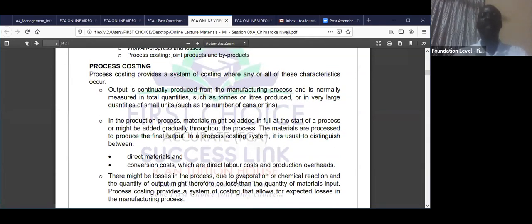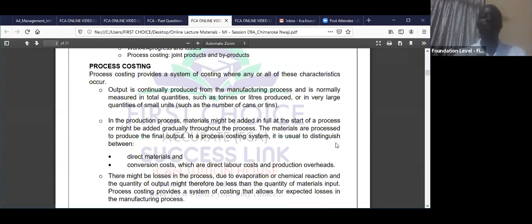Process costing provides a system of costing where any of these characteristics occur. One, output is continually produced from the manufacturing process and is normally measured in total quantities, such as tons or liters produced, or in very large quantities of small units. You will get what they call process costing. Now, notice here that process costing is for goods, not for service. It's only applicable to goods.